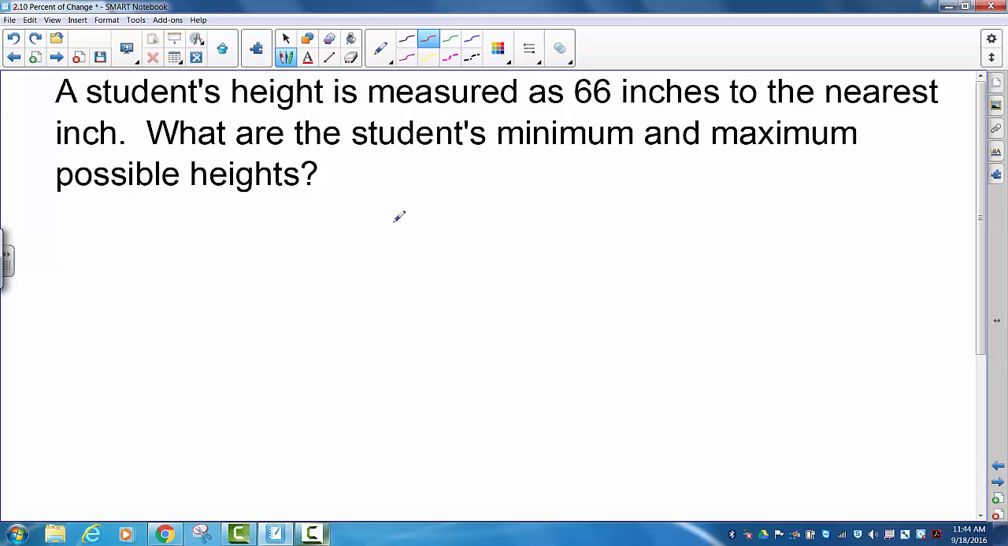Alright, so they measured 66 inches to the nearest inch. So that means we're going to be to the nearest half inch in each direction. So that means the person could have been 65.5 inches all the way up to 66.5 inches.